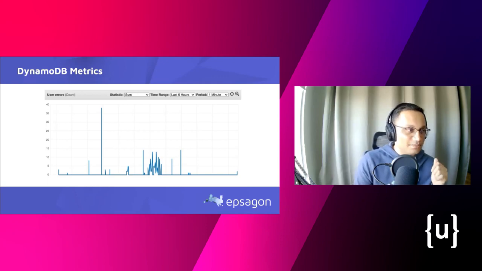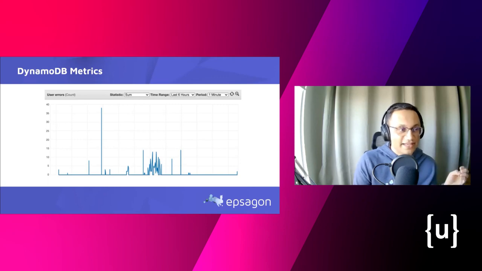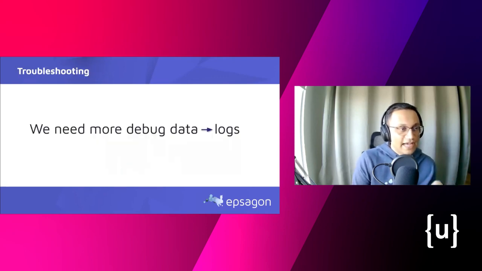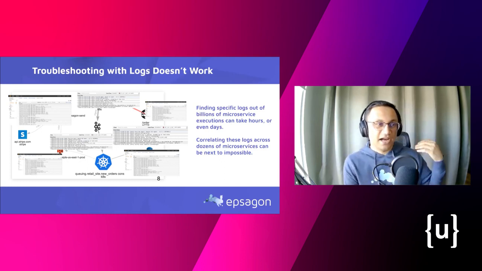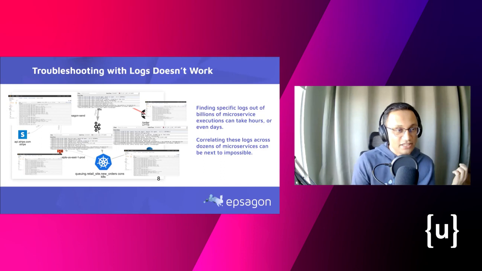So why do we see the spikes? We definitely need more data to understand why the spikes happen. And when we need more data, we need more logs. But as I mentioned before, logs really don't work as a starting point. That's mostly because each microservice produces hundreds of log lines. And if you have hundreds or thousands of such microservices, you'll have to go through 100,000 log lines. That's a huge effort.